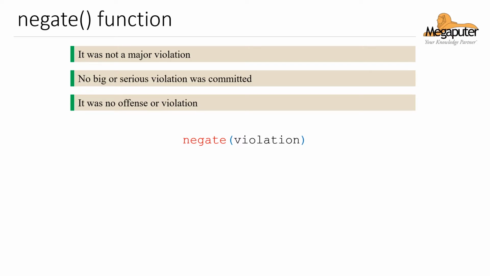Now, in these example texts, the indicators of negative contexts are followed by phrases which contain the function argument violation. In the first record, the phrase is a major violation. In the second record, the phrase is big or serious violation. And in the third record, the phrase is offense or violation. In such cases, where indicators of negative context are followed by phrases containing function arguments, the negative context is recognized by the negate function, and then these records are matched.